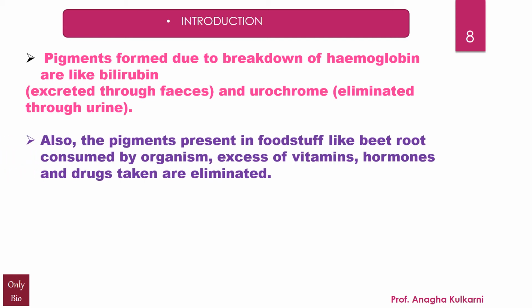Also, the pigments present in foodstuff like the beetroot consumed by an organism, excess of vitamins, hormones and drugs taken are eliminated. Friends, like beetroot, you know the deep red color that beetroot has. If we do consume it in excess, there is a possibility that this pigment gets excreted out. Excess of the vitamins, especially the water soluble vitamins, and hormones, once they are used, are never stored in the body, right? You might have already heard of it.